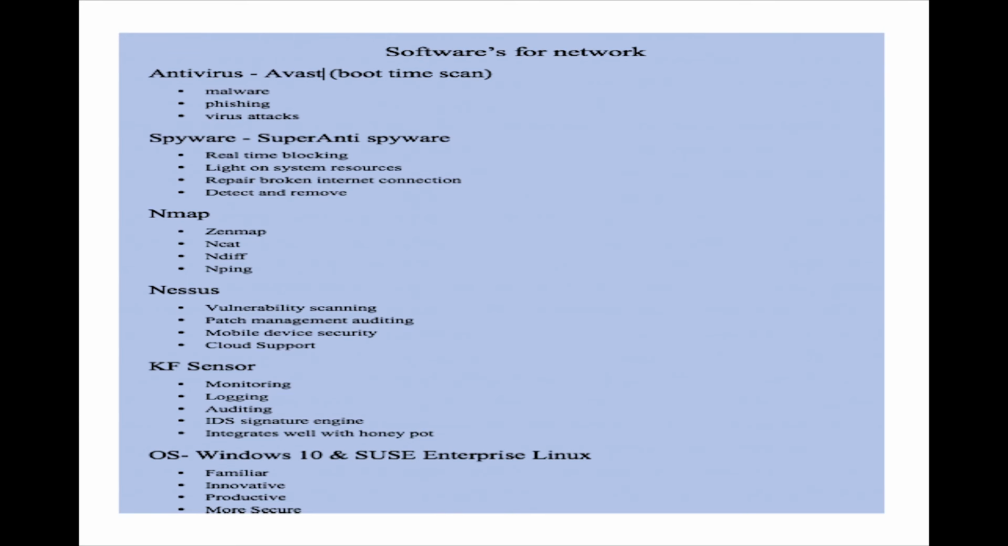Thank you, Sakshi. Sakshi just went over the topology overview and implementation. So I'll be speaking more on the software side of things. What we're doing to secure the network, even more so than it was previously, is to implement tools such as antivirus tools, such as Avast, which deals with boot time scanning, Super Anti-Spyware, Nmap, Nessus, and KF Sensor, which plays a big role, as we will have a lot of honeypots, which Arpit will speak more about. So it is a lot of logging, auditing, and developing the signature database.